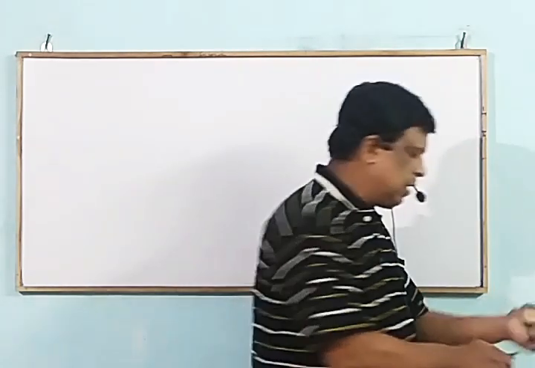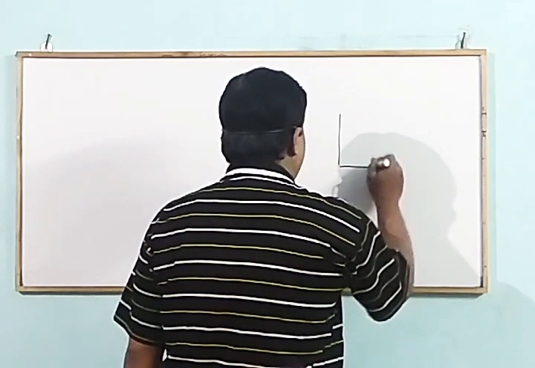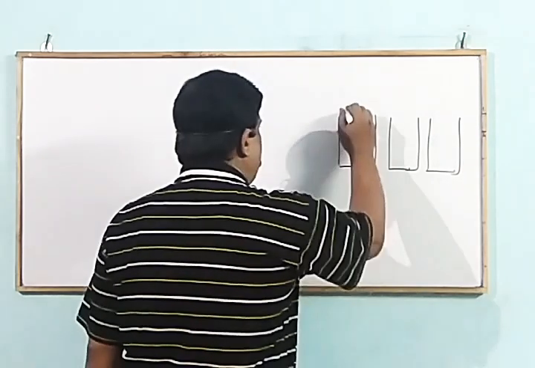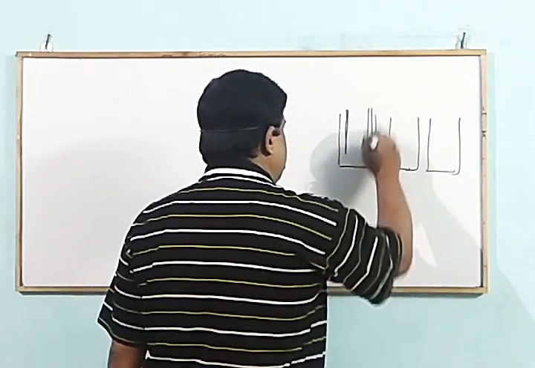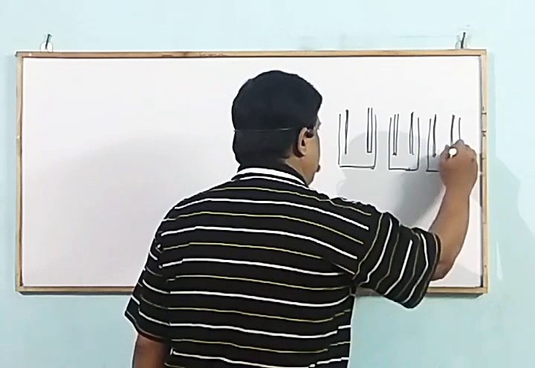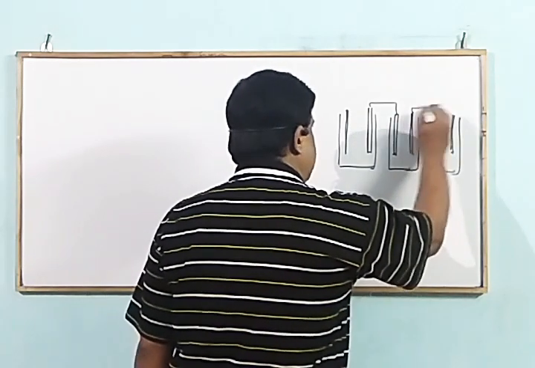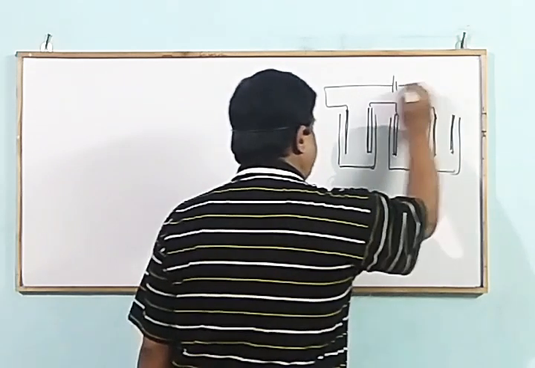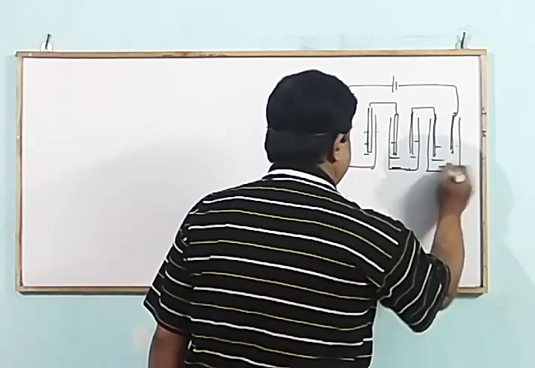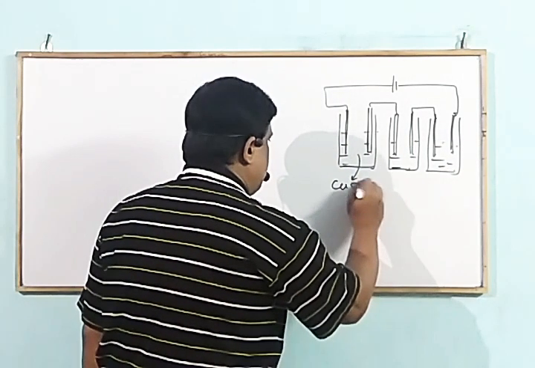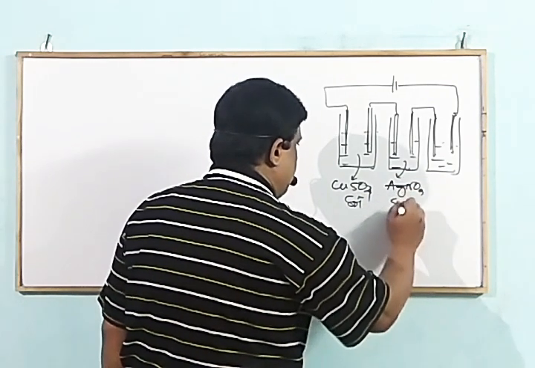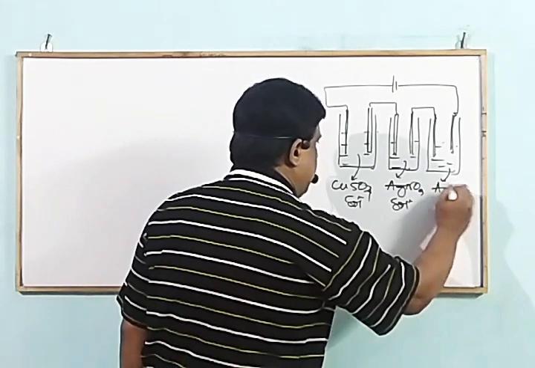For example, mark that. Let us consider 3 electrolytic cells which are connected in series. One contains copper sulfate solution, one contains silver nitrate solution, and one contains acidified water. Mark that, which are connected in series. Then we observe that this is CuSO4 solution, this is AgNO3 solution, this is acidified water.